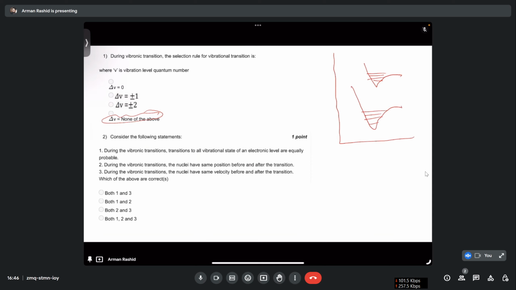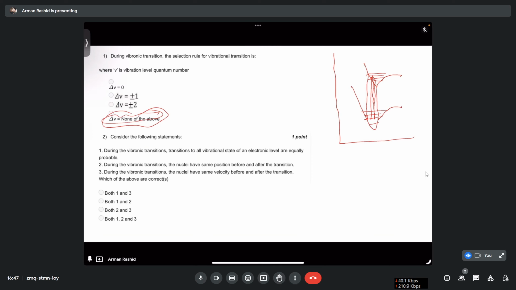Now as I told you, the selection rule is the Franck-Condon principle. The Franck-Condon principle says that vibrational transitions are always vertical, not linear. It can happen here, here, or here, so there is no definite vibrational transition rule for that. As a result, for delta v, none of the above is the correct answer.